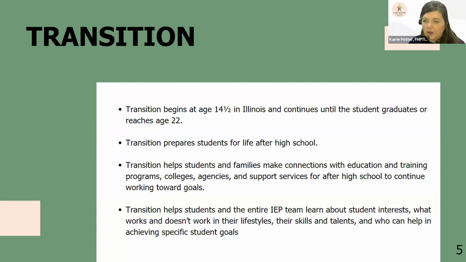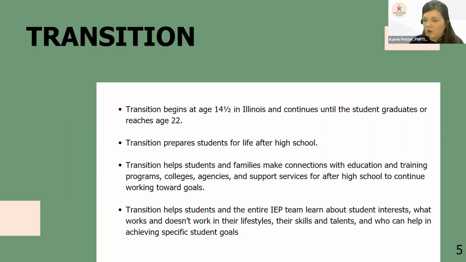So transition in Illinois begins at 14 and a half, and it continues until that student graduates or they reach 22 when they finish school. So it just depends how long they stay in school, but it does begin in Illinois at 14 and a half. And transition is preparing students for life after high school.